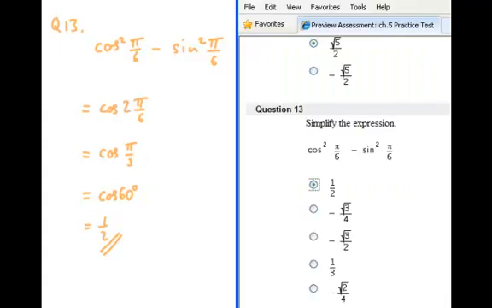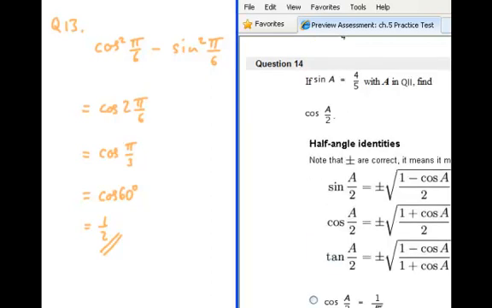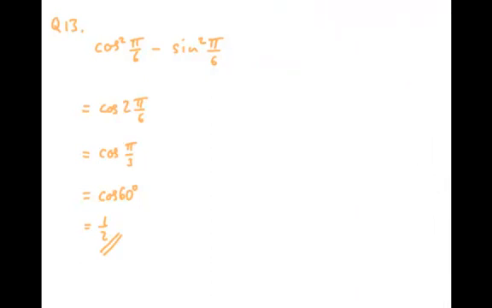Okay, the next problem. Question 14: if sine A equals 4/5 with the angle A in quadrant 2, find cosine A over 2. Apparently this has to do with half angle formulas, so I have to do something with this one here and substitute that in. Okay, I'm going to push this to the side so I can work on this.